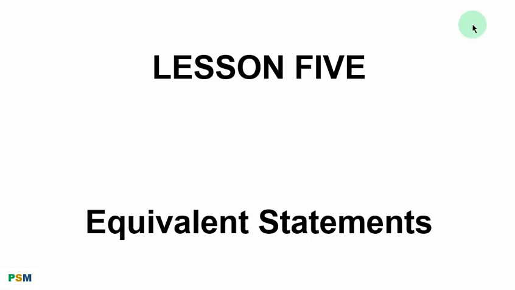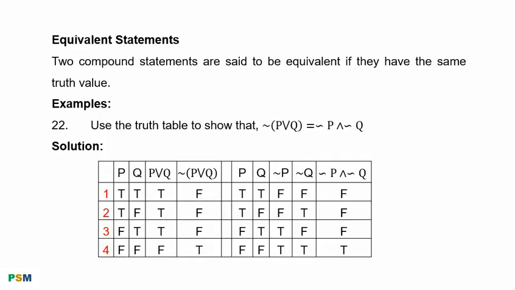Lesson 5, Equivalent Statements. Two compound statements are said to be equivalent if they have the same truth value. Example 22. Use the truth table to show that negation of bracket P or Q bracket close is equal to negation P and negation Q.